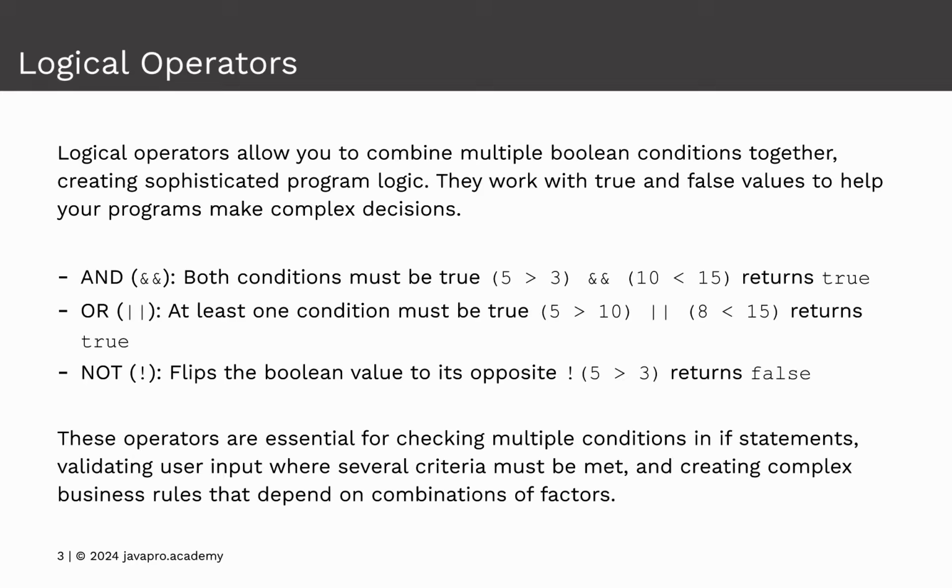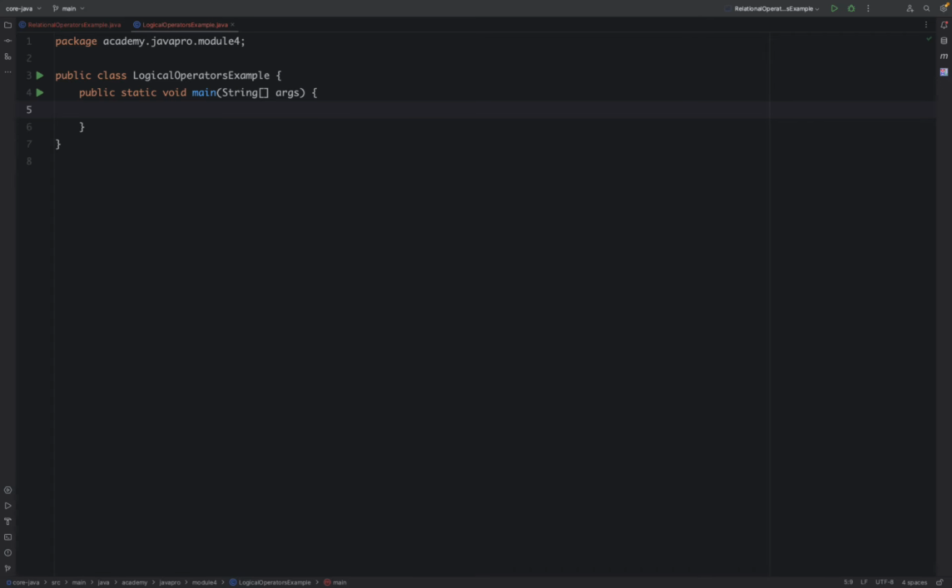Now that we understand what logical operators are and why they're powerful, let's see them in action with concrete examples. Let me create a new class called Logical Operators Example. I've got our starter code here with an empty main method. This time, we will use Boolean variables to demonstrate logical operators.